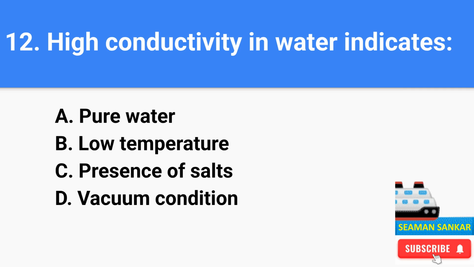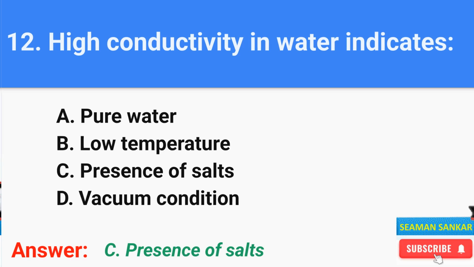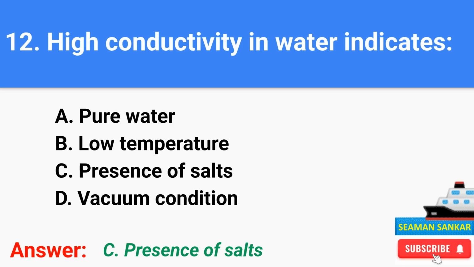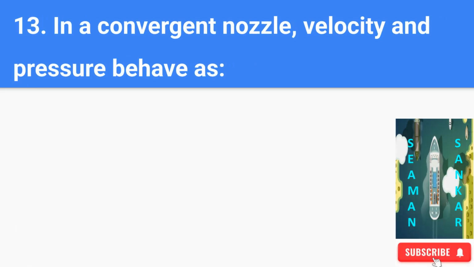Question 12 asks, high conductivity in water indicates A. Pure water. B. Low temperature. C. Presence of salts. D. Vacuum condition. High conductivity in water indicates C. Presence of salts.